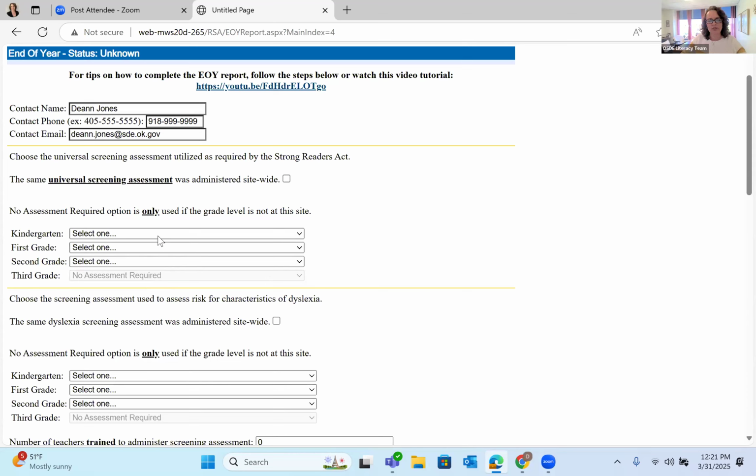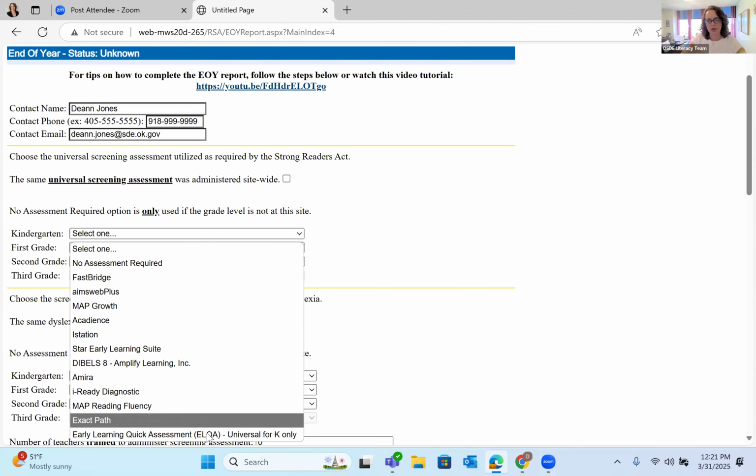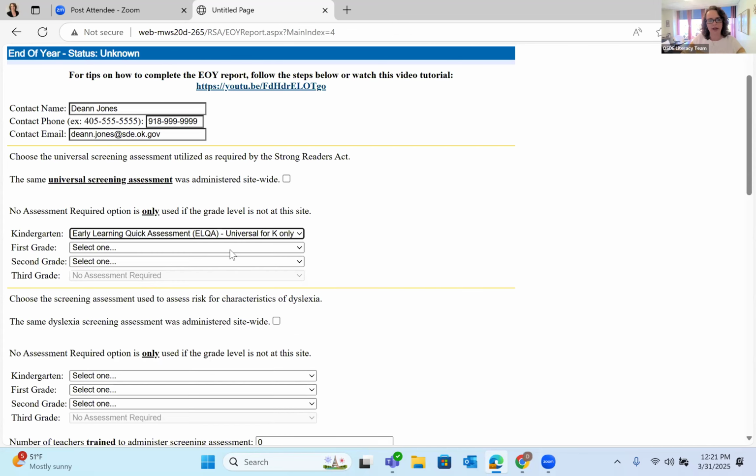So if I am using a different assessment for different grades, I would go enter them each on the grade level. So for example, if my kindergarten was using the ELQA, I could click that for kinder, and then maybe my 1st grade and 2nd grade are both using Amira. I would have to enter for each grade level as such. And then you would move on to the next section.